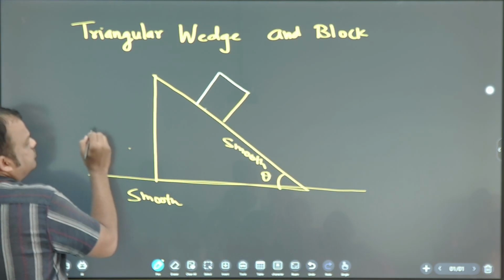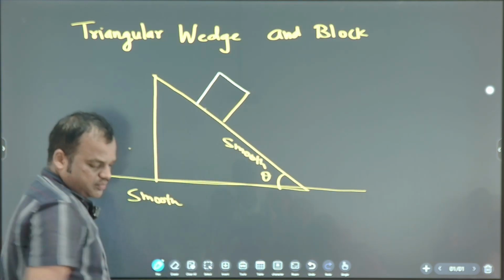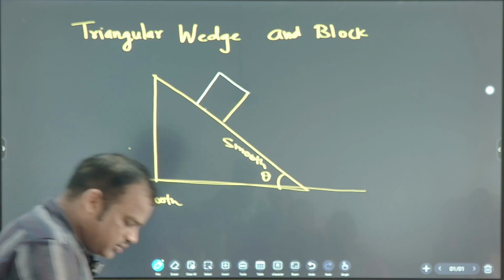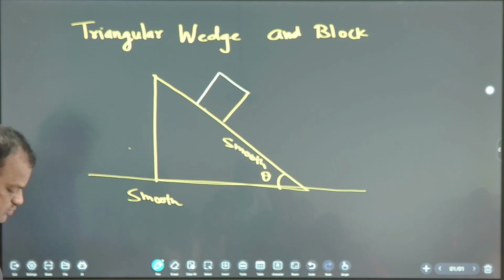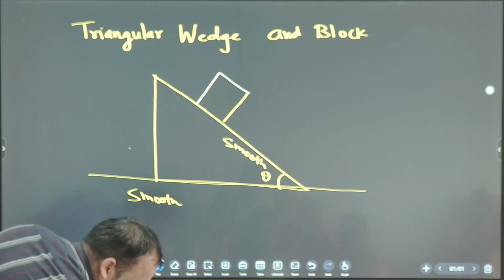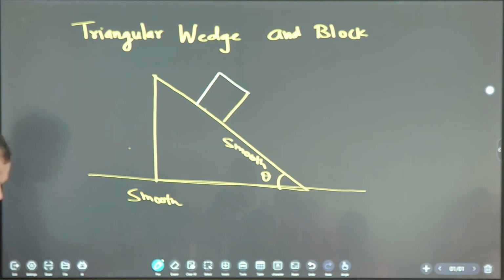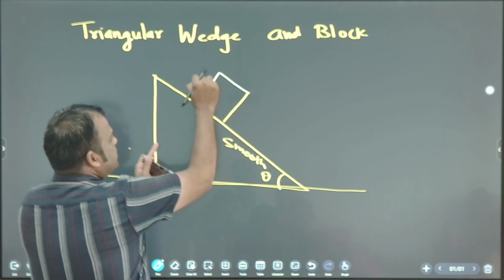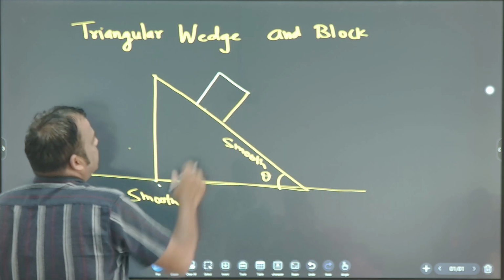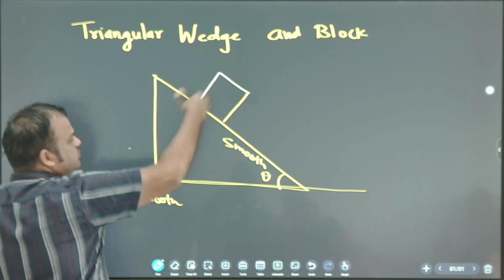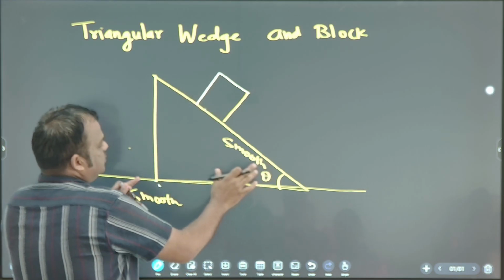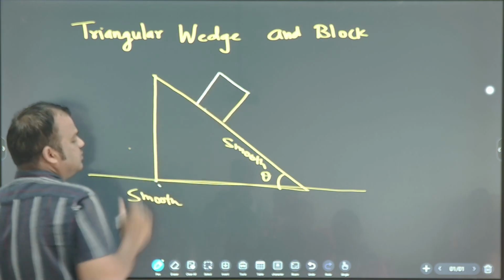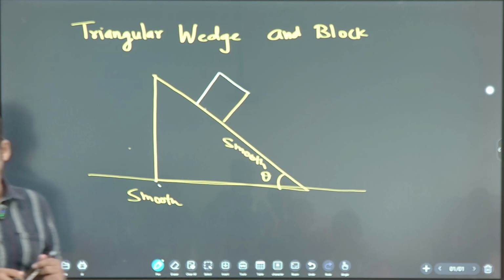Theta. Now if you hold the wedge like this, then what is the acceleration of this object down the plane? G sin theta. Correct. Good. But if this is at rest, it will slide down with g sin theta, and normal will be mg cos theta. But I want to keep it at rest. How to keep it at rest? That is a question.